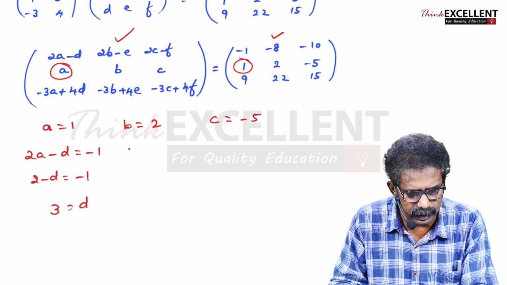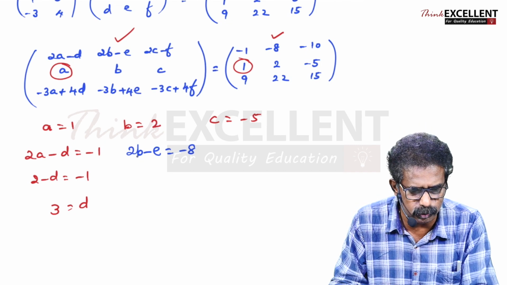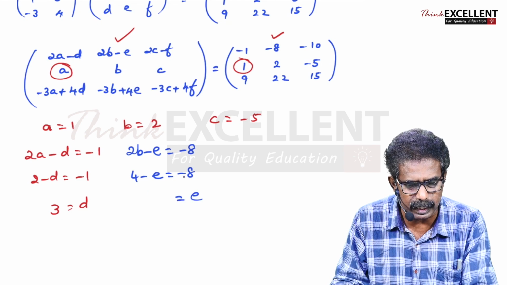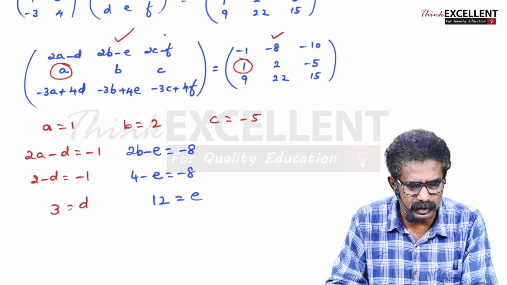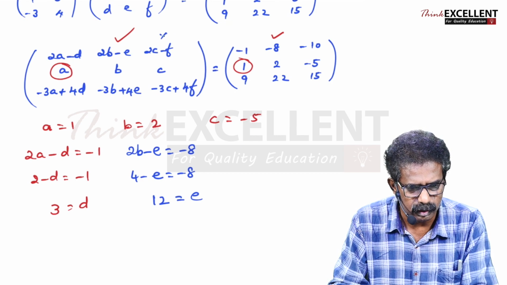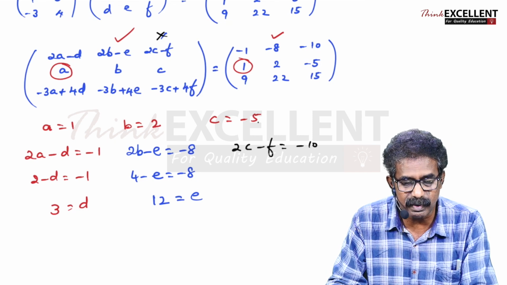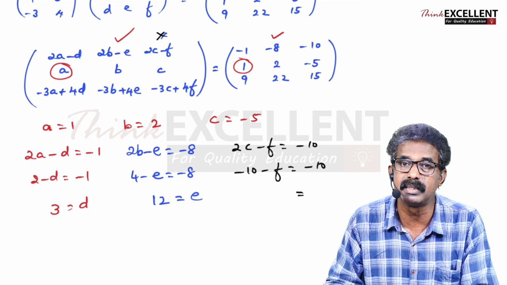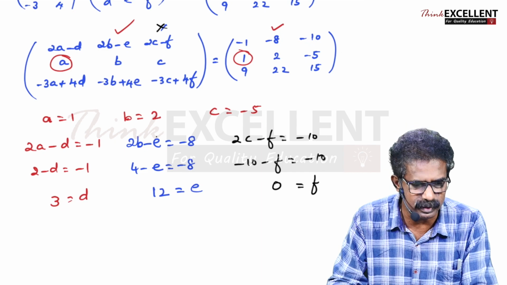Then 2B minus E is equal to minus 8. B value is 2. Substitute: 2 twos are 4, minus E is equal to minus 8. So plus E is equal to 8 plus 4, it is 12. Then take the last one, the third one: 2C minus F is equal to minus 10. C value is minus 5. So 2 into minus 5 is minus 10, minus F is equal to minus 10. So take minus F to the right side: F is equal to minus 10 plus 10, you will get 0.